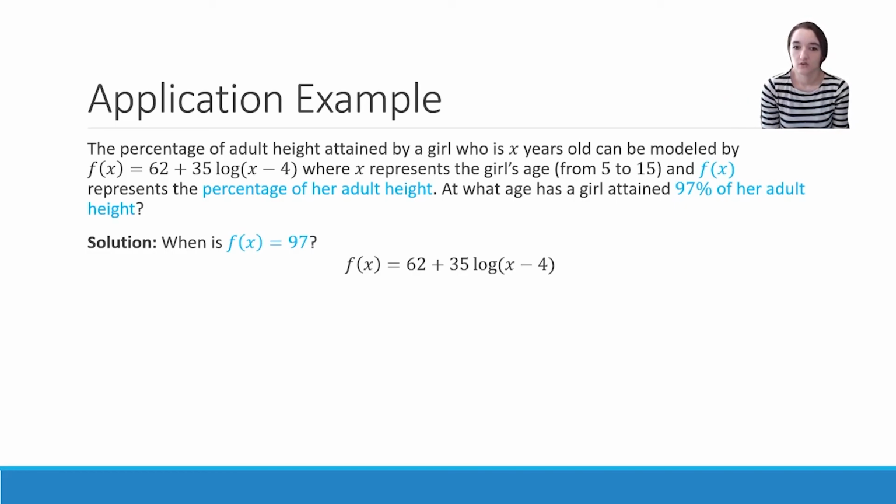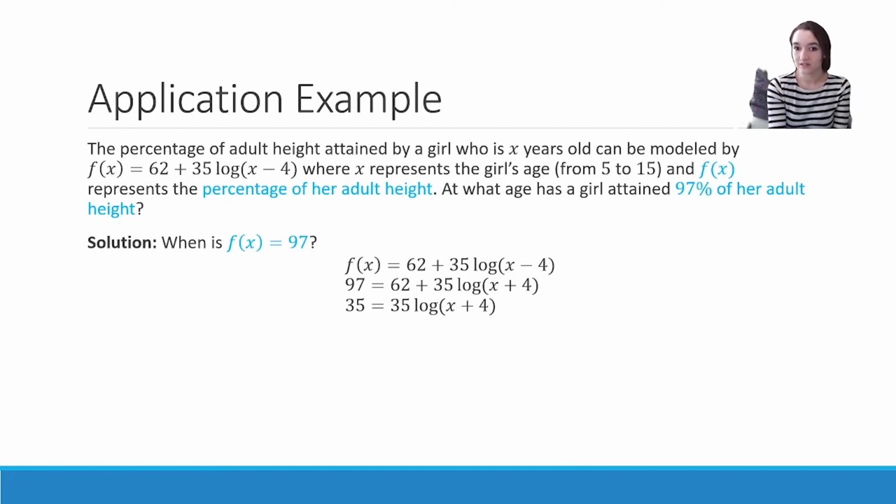All right, so we take our function, we set it equal to 97. Easy enough. But what do we do from there? Remember that I said, no matter what type of logarithm we're working with, you always want to isolate it. If there's only one of them, that's what you want to do. Isolate your logs. Same way with exponentials, you isolate your exponentials. So we are going to subtract off that 62 and then divide by 35, which is really nice because we got 35 on the left. And when we divide by 35, it just is 1 equals log of x minus 4.